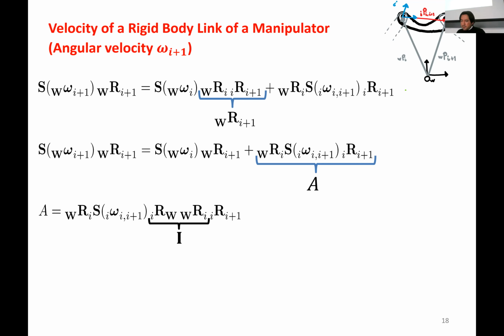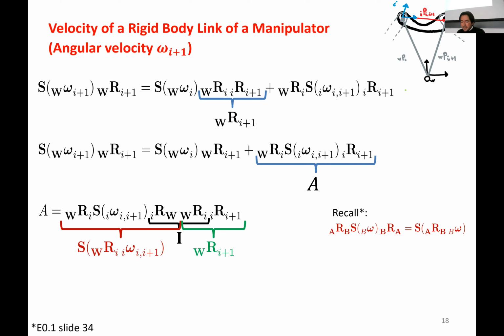And then we do a small mathematical trick, which is basically multiplying by identity. This is basically saying multiplying R times R transpose. The help that this gives us is that on this side it becomes the rotation matrix from the world frame to I plus one, and on this side, we get this expression.